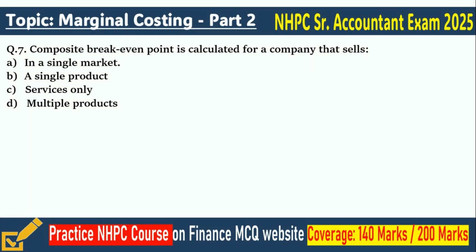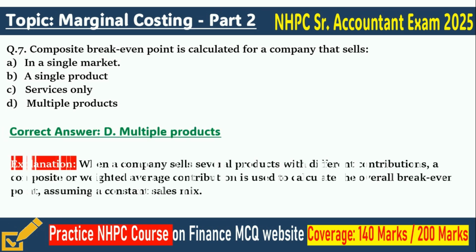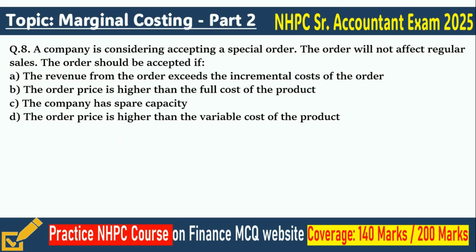So what should be the answer? Friends, composite break even point is calculated for a company that sells multiple products. So friends, when a company sells several products with different contributions, a composite or weighted average contribution is used to calculate the overall break even point, assuming a constant sales mix. Moving on. Friends, next question.